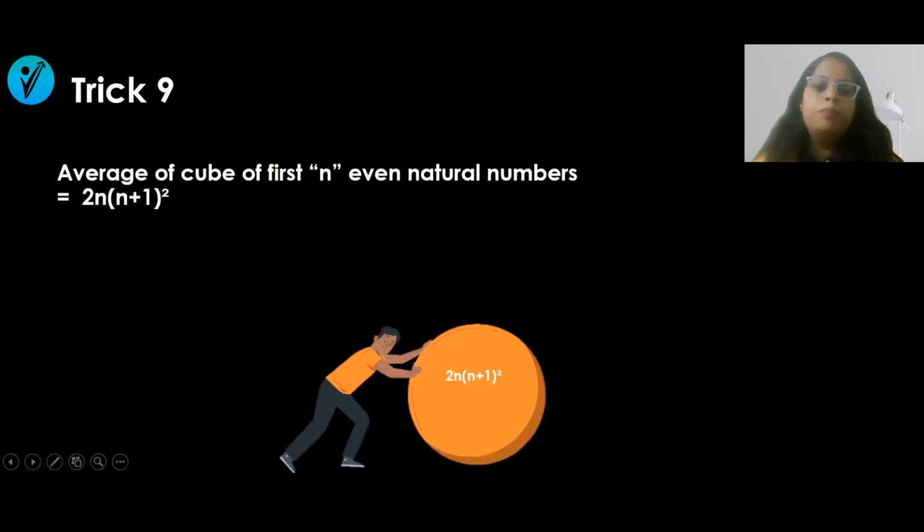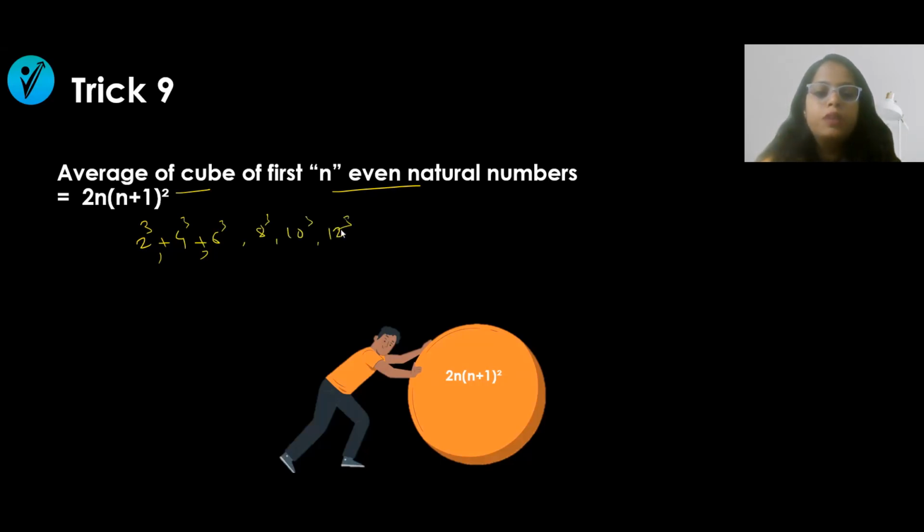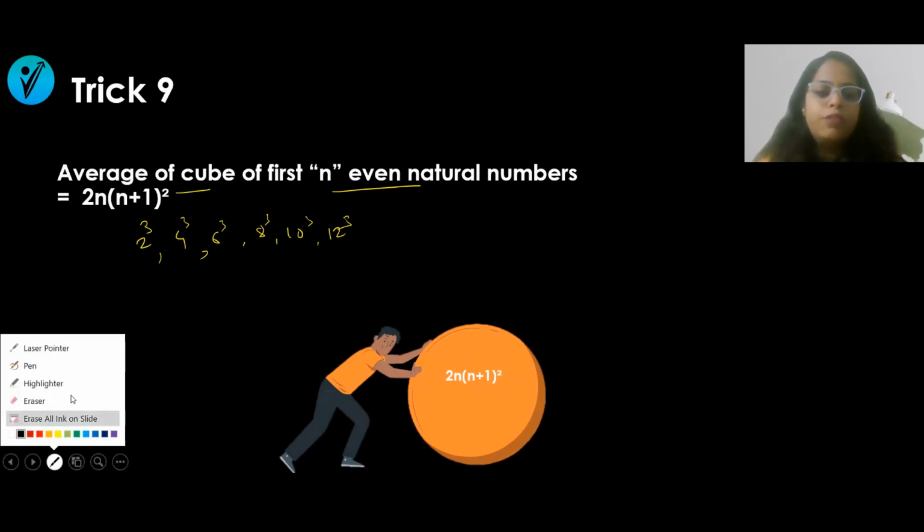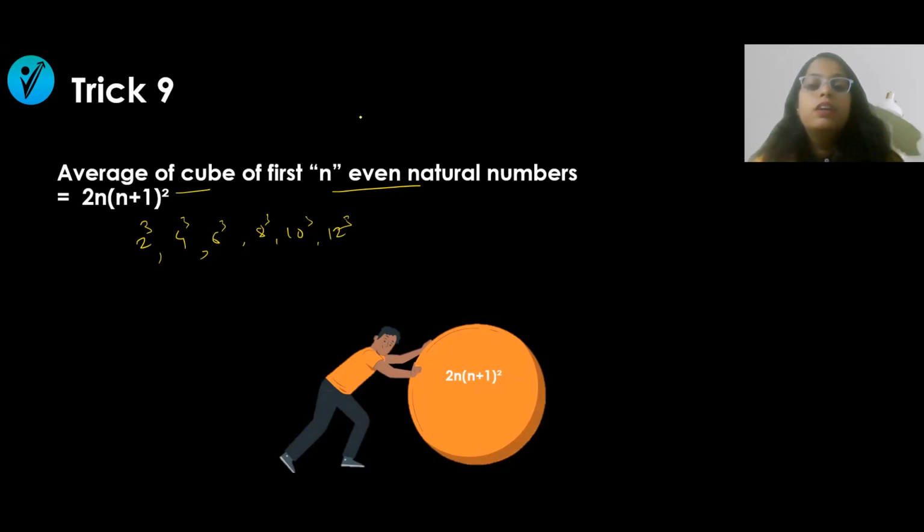Again, it is based on the cube, but we will find it only for even natural numbers. Even natural numbers means like 2 cube, 4 cube, 6 cube, 8 cube, 10 cube, 12 cube. Suppose these are the numbers. And in this one, what will you do? How will you find it? There is a formula for this: the average of cubes of even natural numbers.